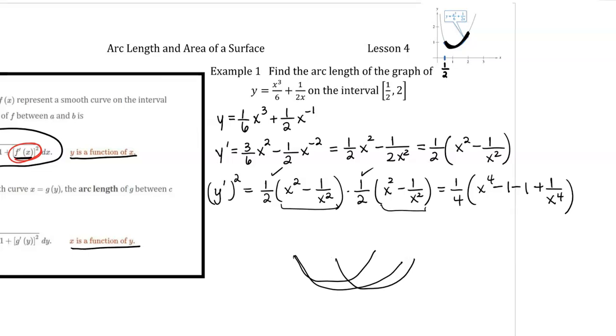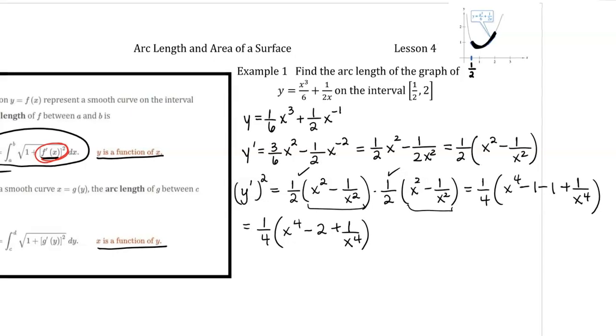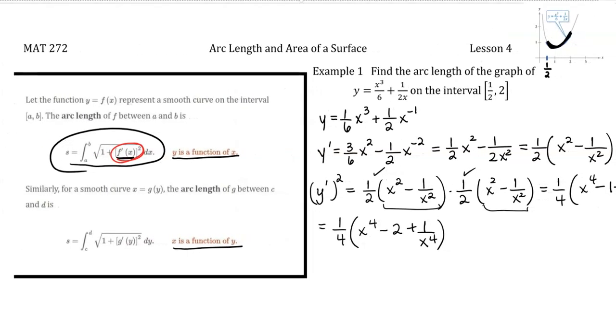Okay, so now I have that all multiplied out. I will combine some like terms in here to get 1/4 x to the 4th minus 2 plus 1/x to the 4th. So I have the derivative squared. So I have everything that's circled in red. I have this part, f prime squared. We took our derivative and we squared it.